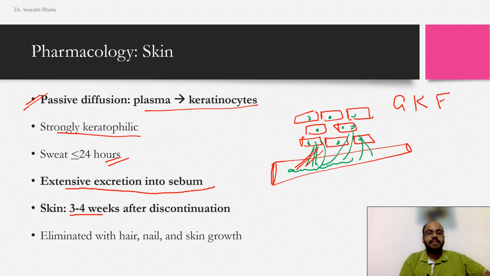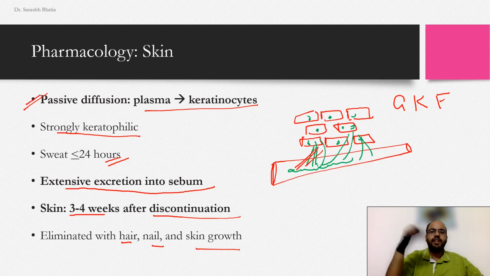It remains in skin for 3 to 4 weeks after discontinuation. So when you stop the drug, it remains in skin because it is very strongly keratophilic, and it stays there for the next 3 to 4 weeks. Itraconazole is eliminated with hair, nail and skin growth. Increased shedding of keratinocytes is actually the way itraconazole leaves the system. And it has been said that when itraconazole is systemically stopped, it diffuses back from the skin into the circulation. Okay, so that also happens.